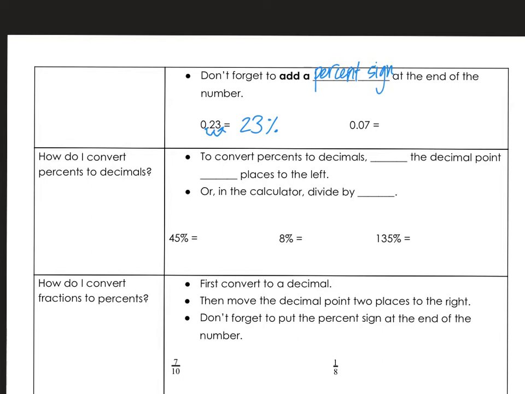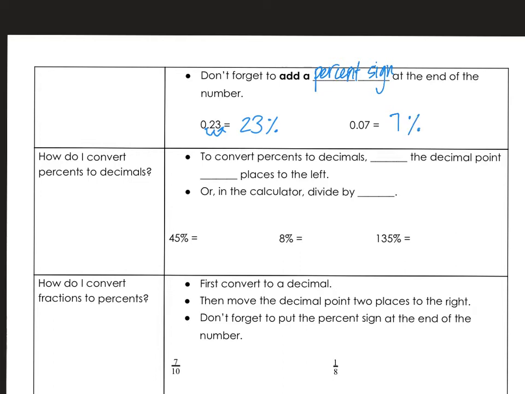So type in 0.07. So that's 0 and 7 hundredths. And then press the times, so multiply by 100. And you get 7, so you get 7%.